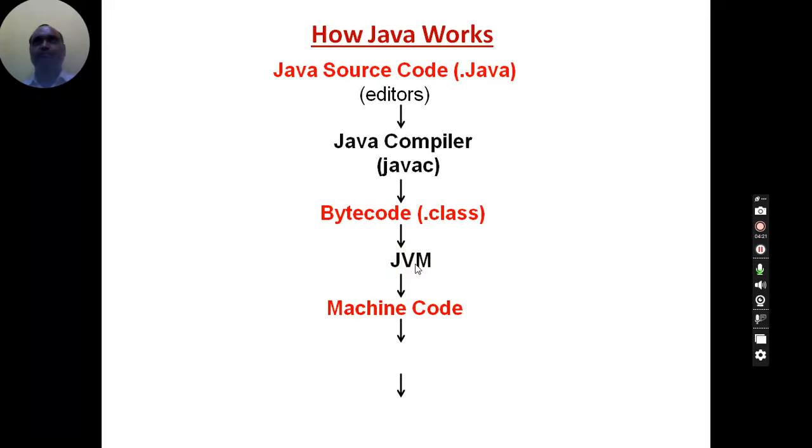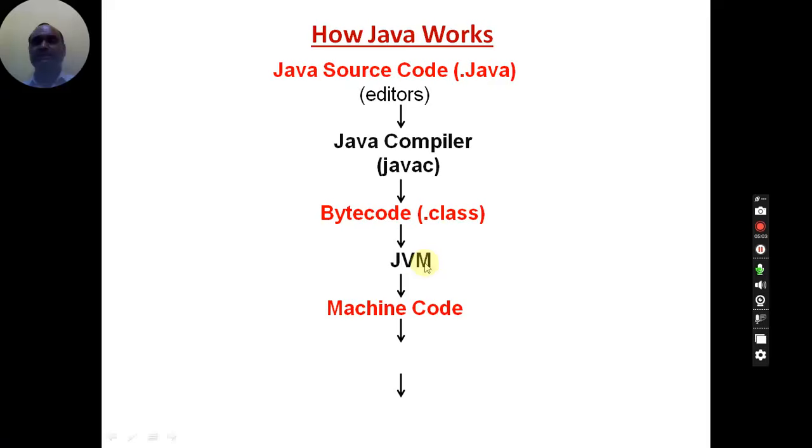The responsibility of the JVM is to take the bytecode and interpret it. Interpreting means it reads line by line, and every line it converts into suitable machine code for the hardware on which the JVM is running. Based on that hardware, the bytecode will be converted into machine code suitable for that particular hardware. This bytecode to machine code conversion is done by the JVM. The JVM is an interpreter, meaning line by line conversion is done by the JVM.